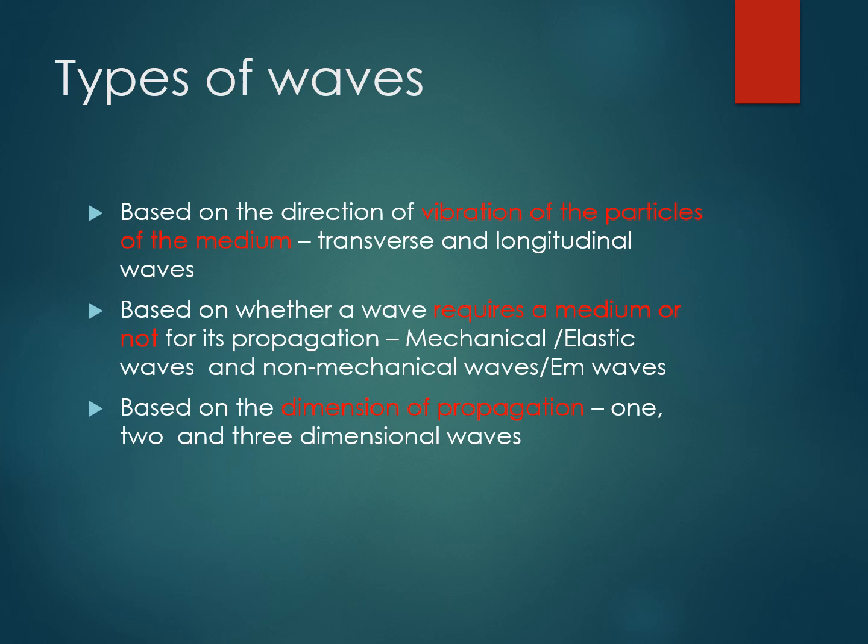Then based on the dimension of propagation, if a wave travels along a straight line, it is called a one-dimensional wave. An example is the vibrations formed in a stretched string. If a wave travels along two directions, it is called a two-dimensional wave. Examples are ripples formed on the surface of a pond when we drop a pebble on it. Now, a three-dimensional wave is a wave which travels along the three directions. Example, sound waves, light waves, etc. Now, based on the duration of vibration, a wave can be classified as a pulse or a wave train.